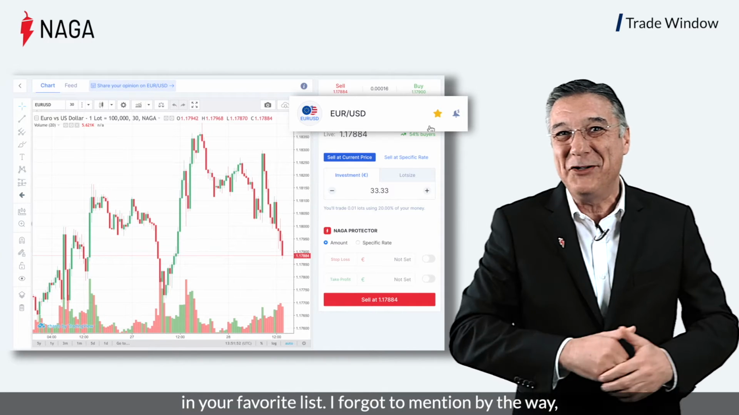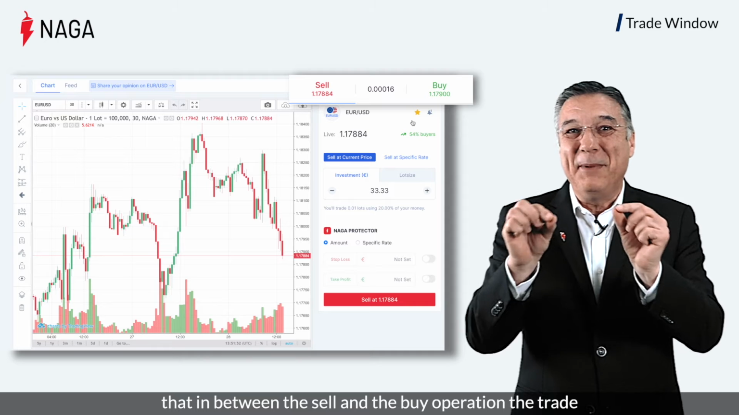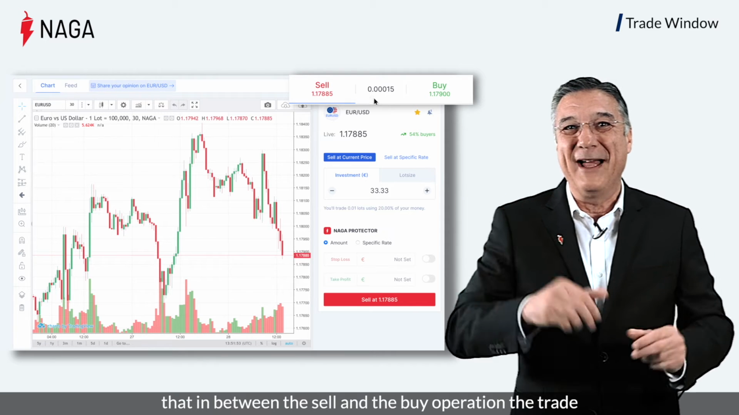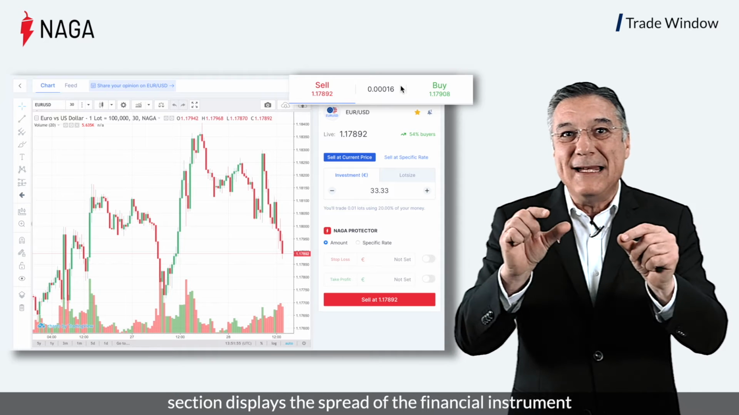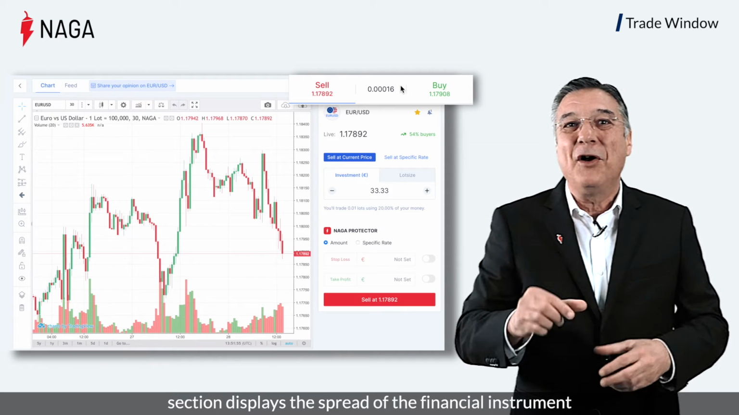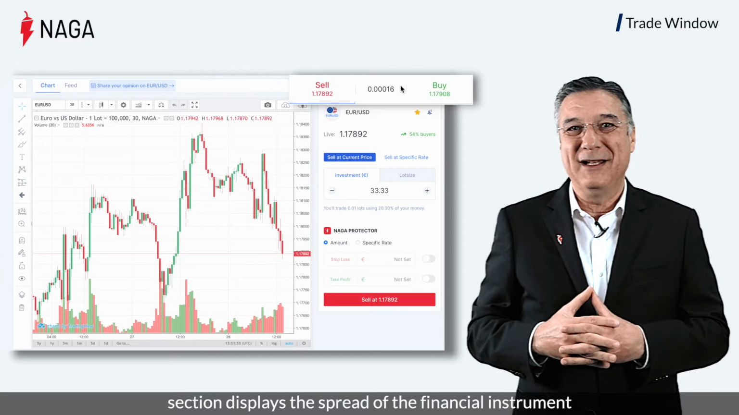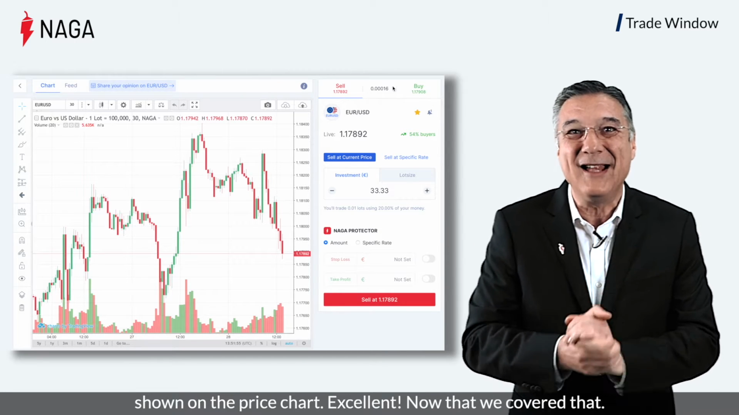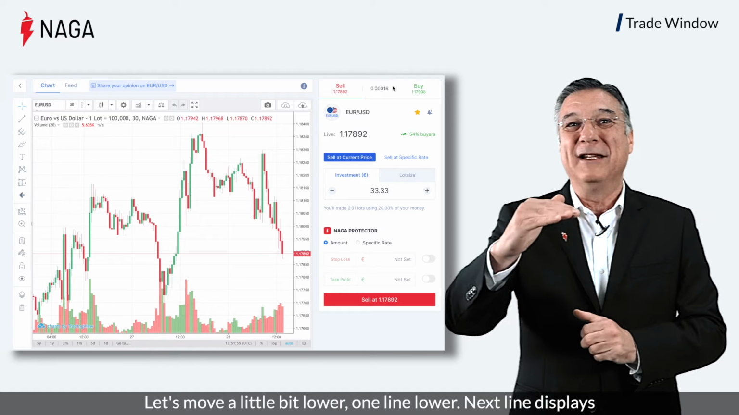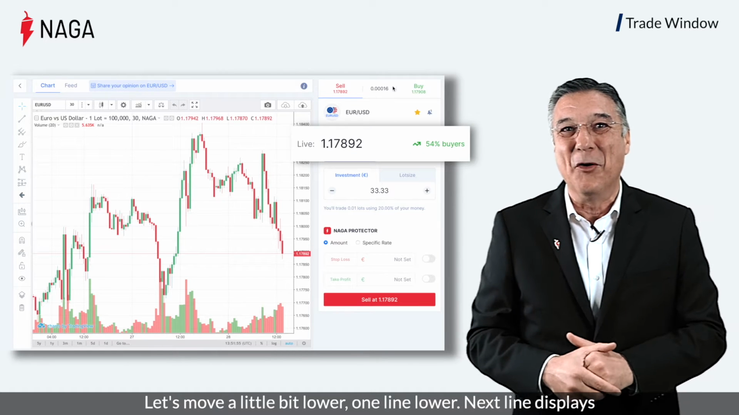I forgot to mention, by the way, that in between the sell and the buy operation, the trade section displays the spread of the financial instrument shown on the price chart. Excellent. Now that we covered that, let's move one line lower.